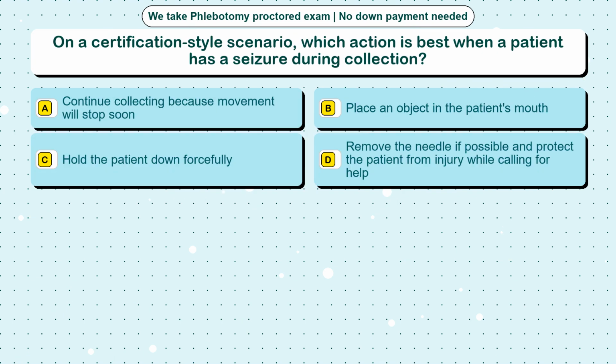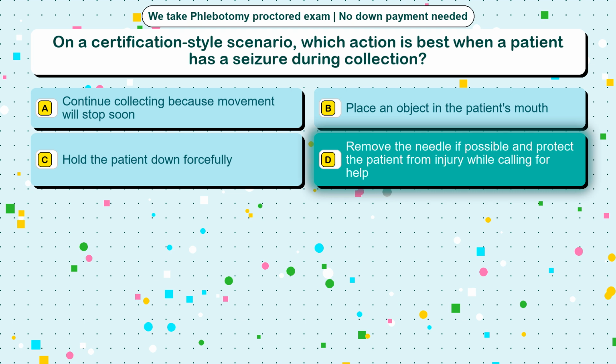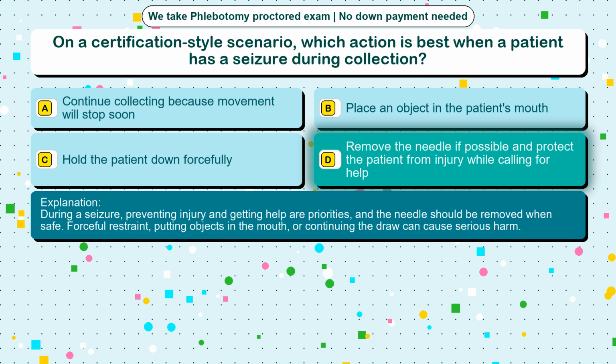Question 78. On a certification-style scenario, which action is best when a patient has a seizure during collection? Option A, continue collecting because movement will stop soon. Option B, place an object in the patient's mouth. Option C, hold the patient down forcefully. Option D, remove the needle if possible and protect the patient from injury while calling for help. The correct answer is option D. Remove the needle if possible and protect the patient from injury while calling for help. During a seizure, preventing injury and getting help are priorities, and the needle should be removed when safe. Forceful restraint, putting objects in the mouth, or continuing the draw can cause serious harm.